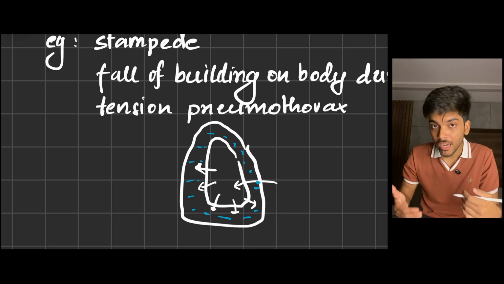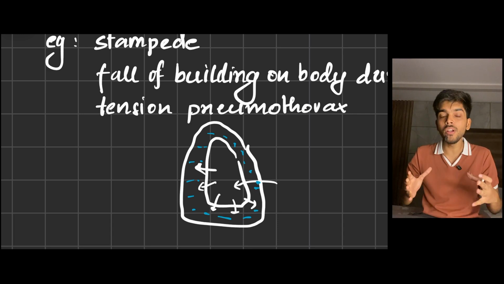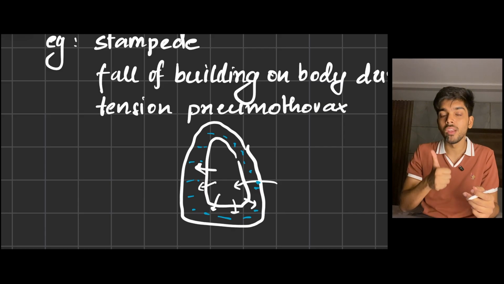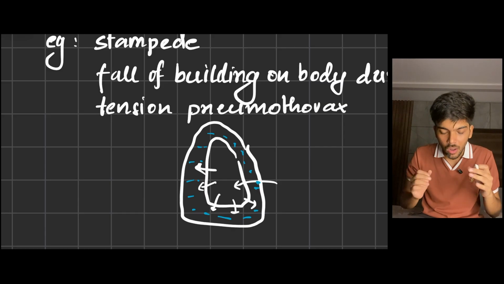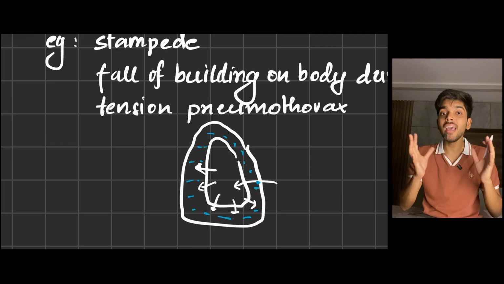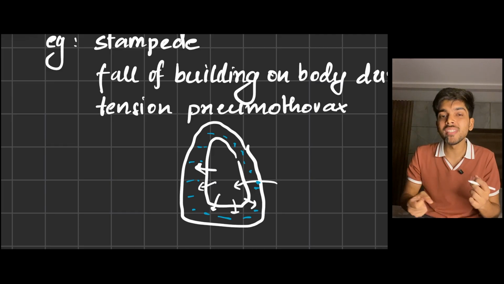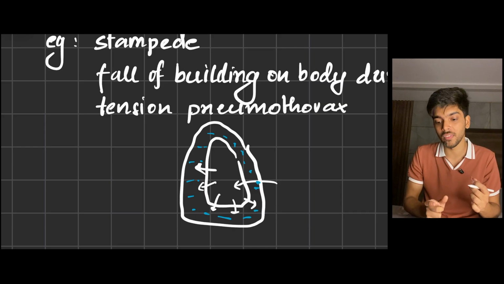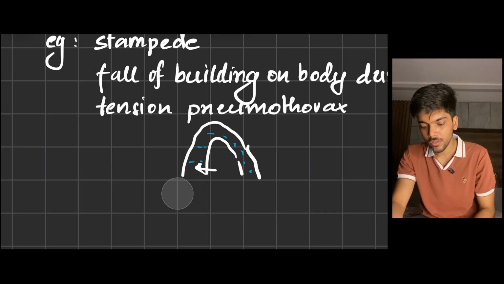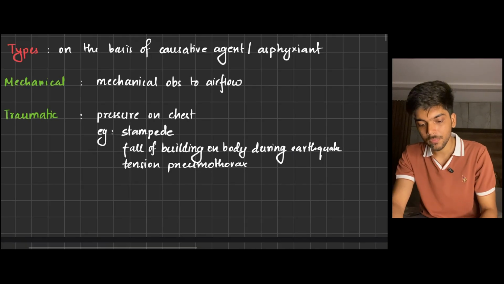So at the end of the day, the lung is unable to expand due to two reasons. Number one, the air in the pleural cavity is compressing over the lung. And number two, the air in the pleural cavity removes that negative intrapleural pressure responsible for the expansion of the lung. Okay, so that was your traumatic asphyxia.